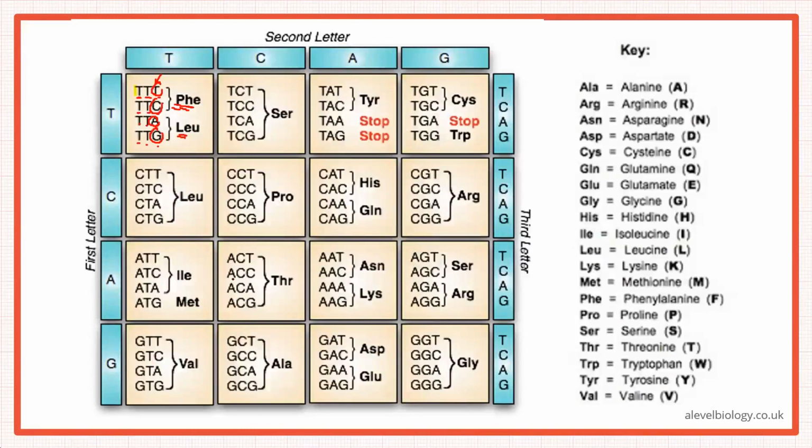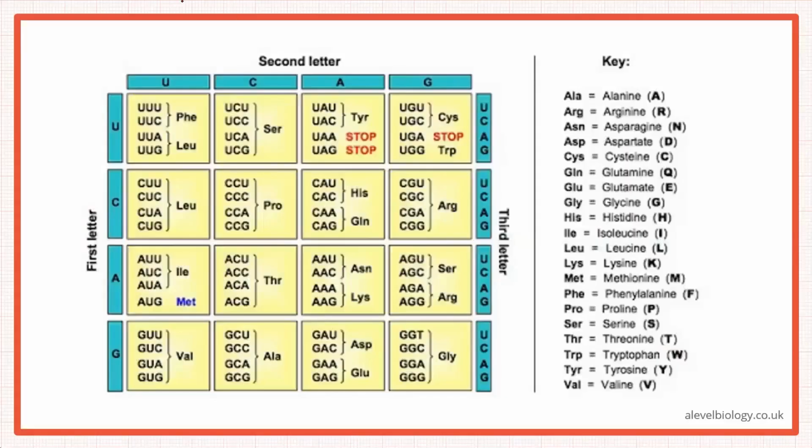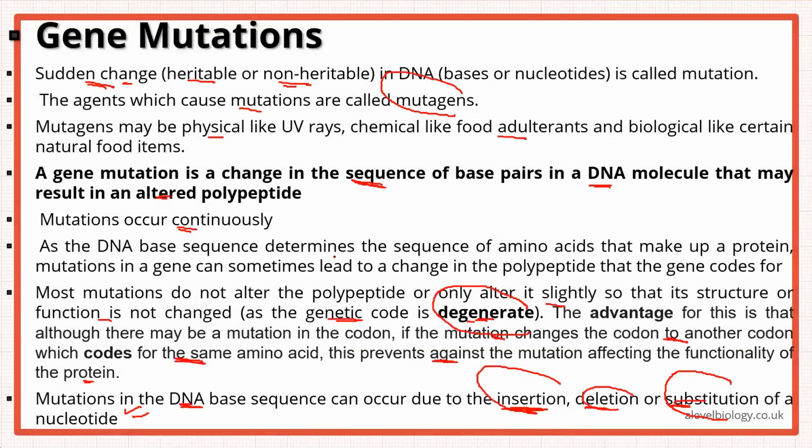So here you can take a look again, for example, at this part. Even in this case, all of them are coding for valine. So this is our DNA code, and this is an RNA code here that you're looking at. Here we have uracil, but still different codons coding for the same amino acid. So that's why mutations happen, but not all of them would be harmful.